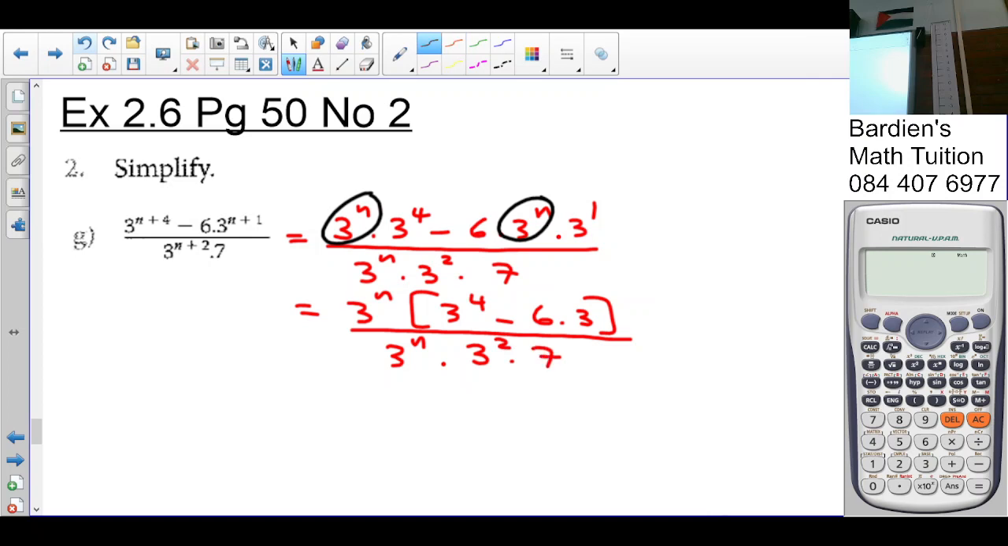What can happen now? 3 to the n's cancel, not so? So 3 to the 4 is 3 times 3 times 3 times 3, which is 81. 6 times 3 is 18, over 3 squared, which is 9 times 7. 81 minus 18 is 63. And 9 times 7 is also 63. Which gives you an answer.